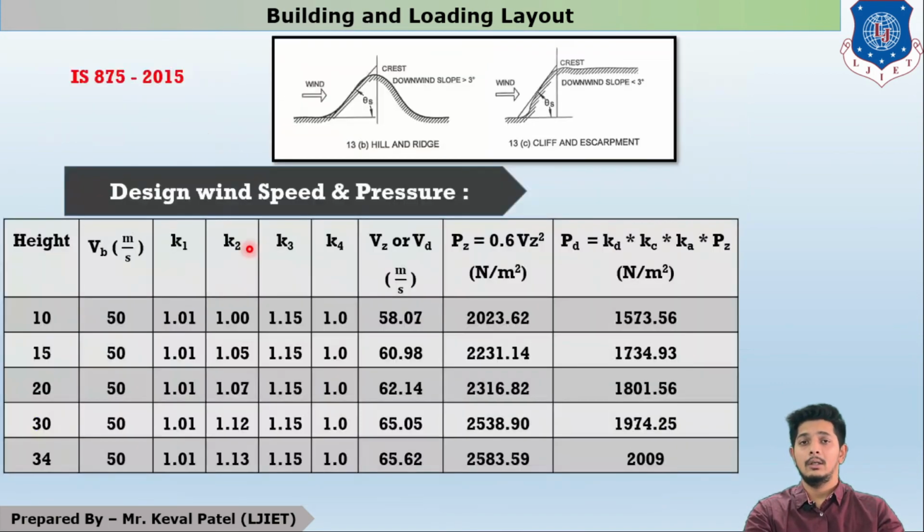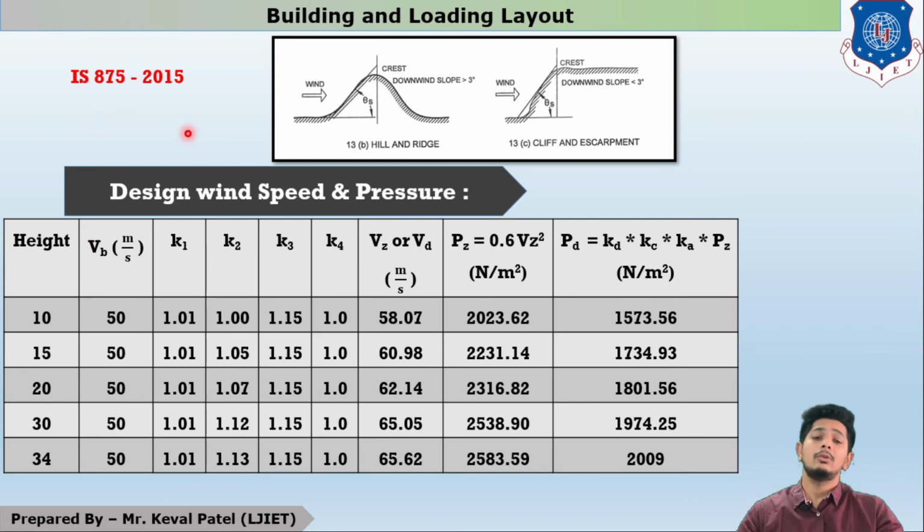Moving forward to the table. Here in this table, wind pressure and wind speed, as we calculate regularly, we have to make a table. But from the previous problem, it is somewhat different due to the height variations. Here 5 rows, 10 meter, 15 meter, 20, 30 and 34 should be taken.